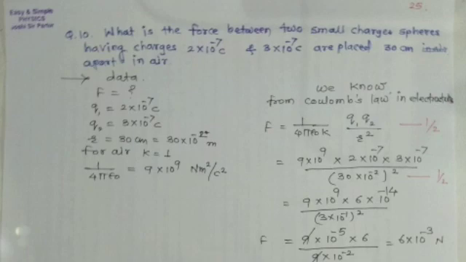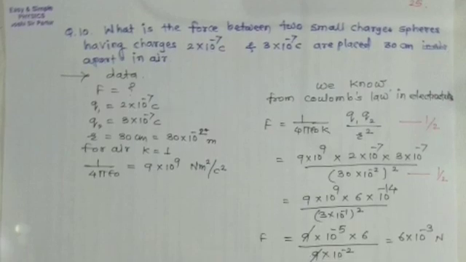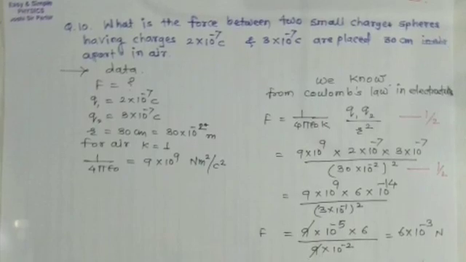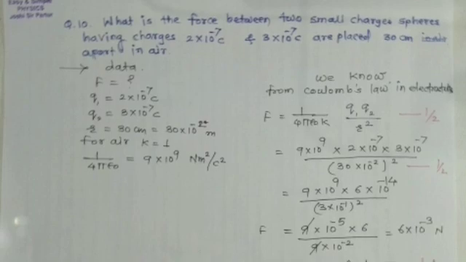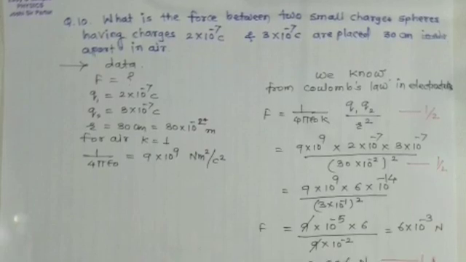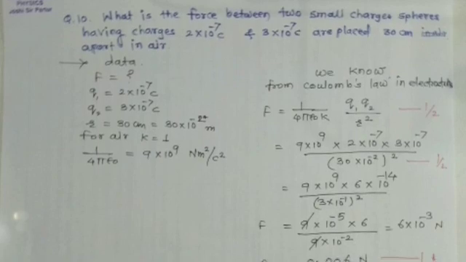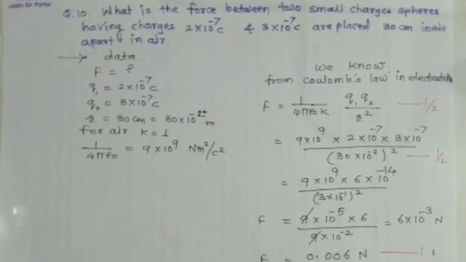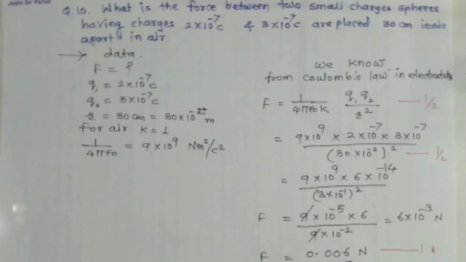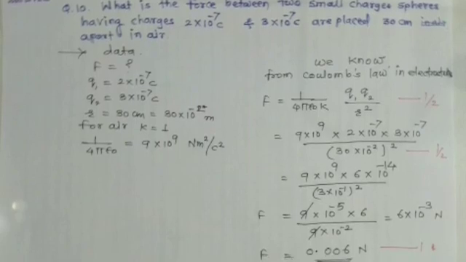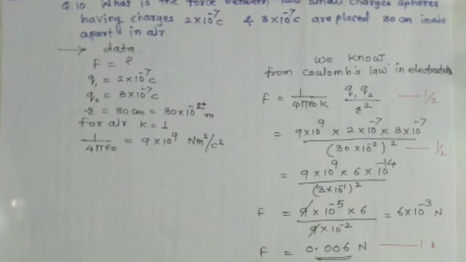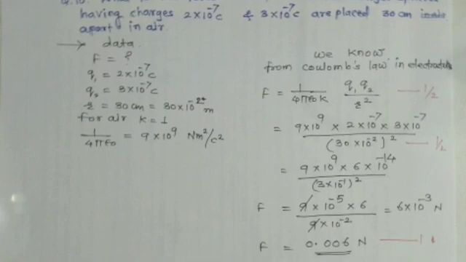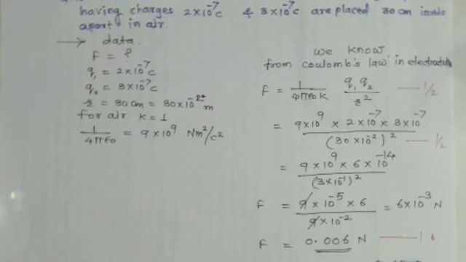Question number 10. Numerical. What is the force between two small charged spheres having charges 2 into 10 raised to minus 7 coulomb and 3 into 10 raised to minus 7 coulomb placed 30 centimeter apart in air? Answer: given data. Force is question mark. Q1 is equal to 2 into 10 raised to minus 7 coulomb. Q2 equal to 3 into 10 raised to minus 7 coulomb. R is equal to 30 centimeter, 30 into 10 raised to minus 2 meter. For air, K equal to 1.